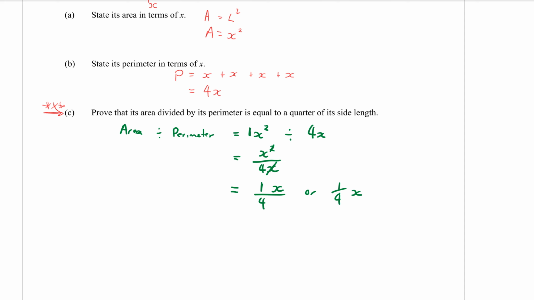Now the reason for me to write it that second way is because it said in the words, show that it's equal to a quarter of the side length. The side length was x. I have just shown that area divided by perimeter is a quarter of x, a quarter of its side length. That's what it wanted me to show. That's done. Yeah. So any square, the area divided by the perimeter is a quarter of the side length. Who would have thought it? Anyway. Okay? So that's the end of my bit. Your turn.